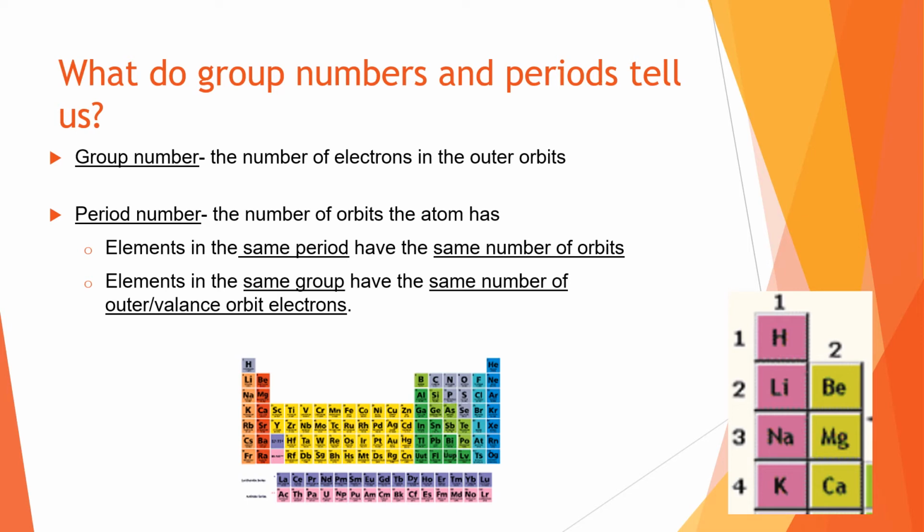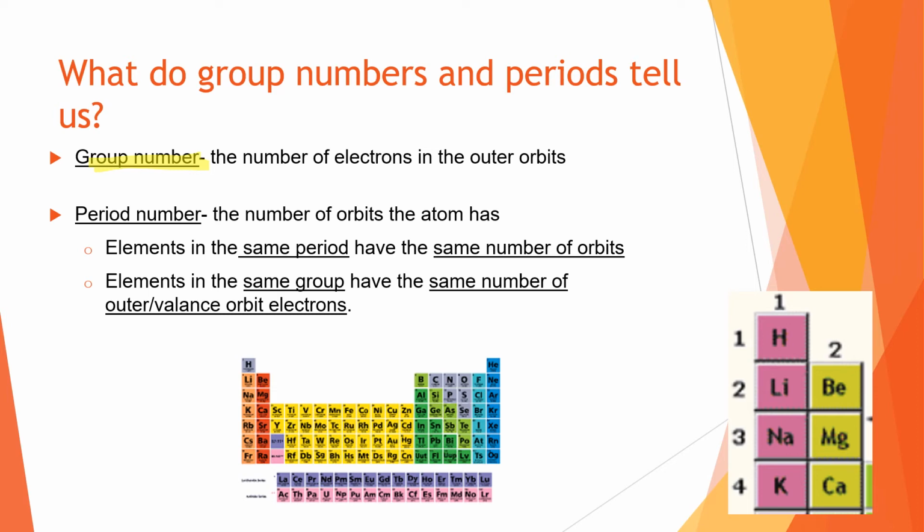So a group number is the number of electrons in the outer orbits. So every atom or element has a certain number of electrons in its very last orbit. Okay, so the last orbit of the Bohr-Rutherford diagram is called the valence orbit or the valence shell because it holds the valence electrons. And valence, guys, just means the last shell, the outer shell.